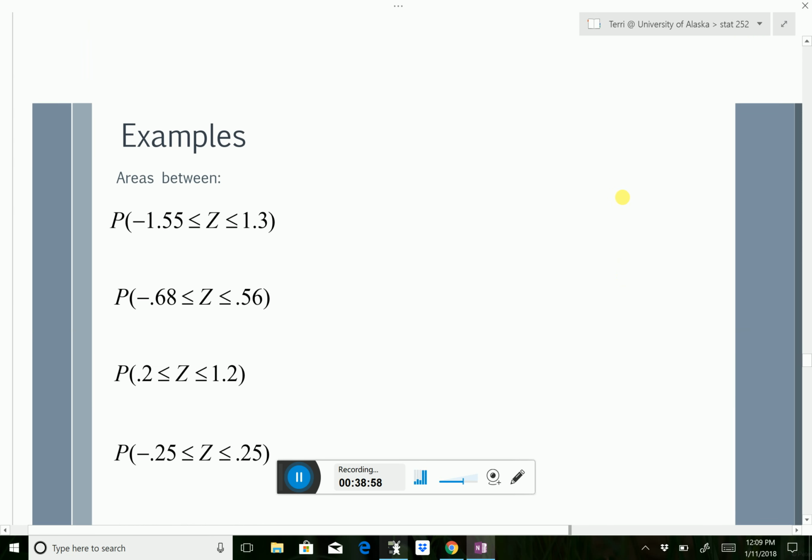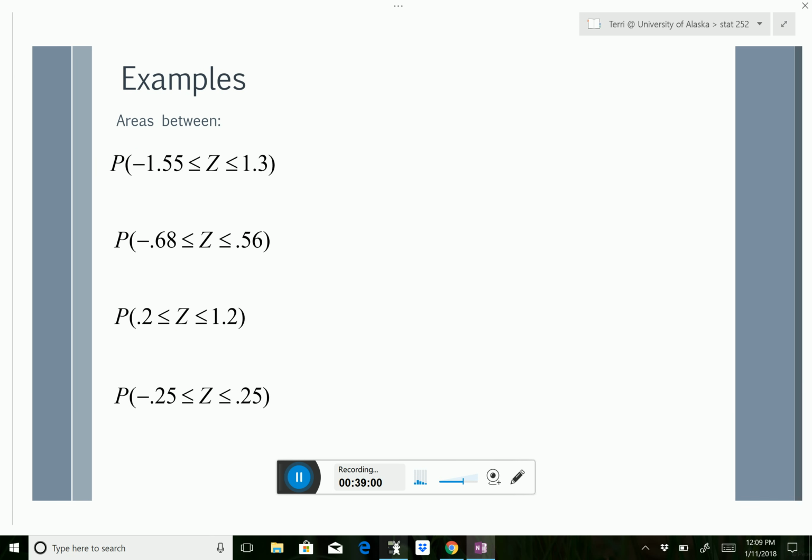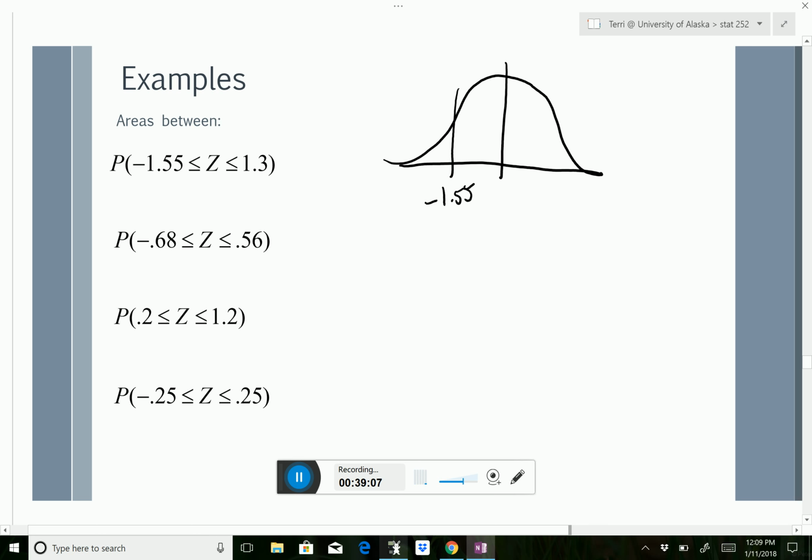Okay, let's talk about areas between. Areas between, super simple. I'm going to draw this first one out for you. Negative 1.55 to positive 1.3. It's a pretty big area, right? Should be a pretty big number. So let's find out.